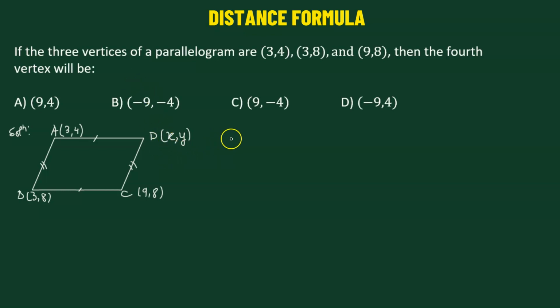First, we'll try to find the length BC. For this, we'll have to use the distance formula. The distance formula is: we take the square root, and underneath the square root, we take the difference of the x coordinates squared and add it to the difference of the y coordinates squared.